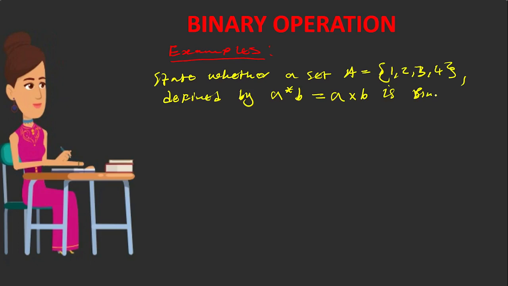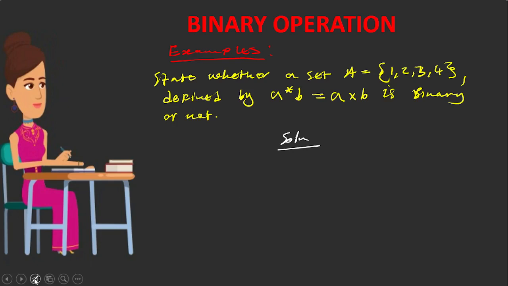In this example, I'm just trying to help you know how to tell if a given set is binary or not. So state whether a set A defined by that is binary or not. There are so many ways you can try this question, but one way that I can show you is the use of the table.